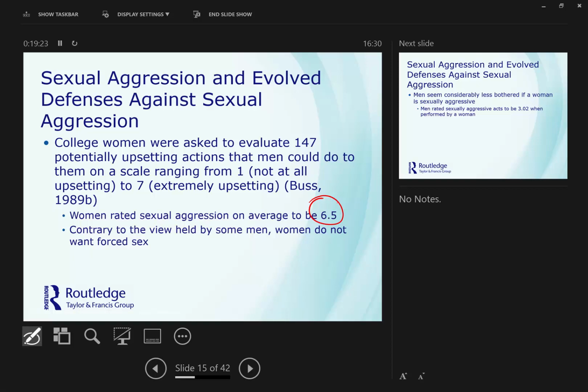Where would you put that on the scale? On average, 6.5. I mean, that's right up there at the top, right? If you ask men, how do you think women would rate sexual aggression? How bad do they think that is? Men actually rate this much lower. They rate it like in the 5s, right? Still, they realize, hey, that's pretty bad, but not as bad.